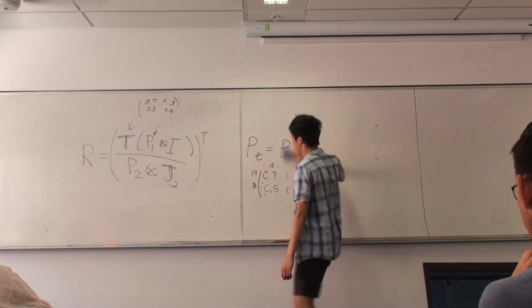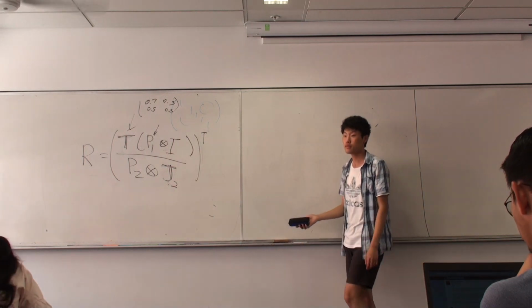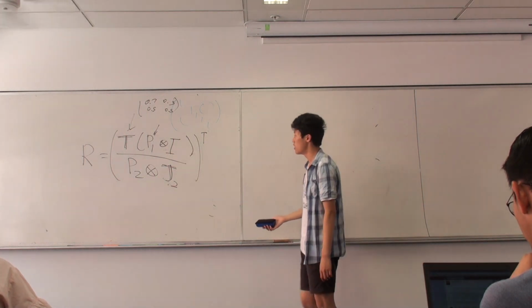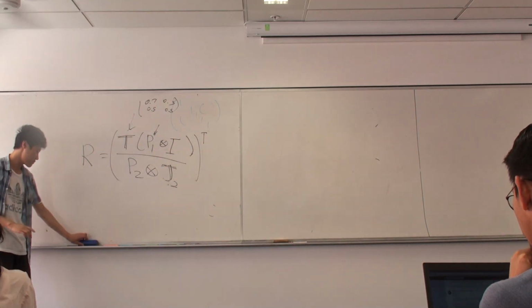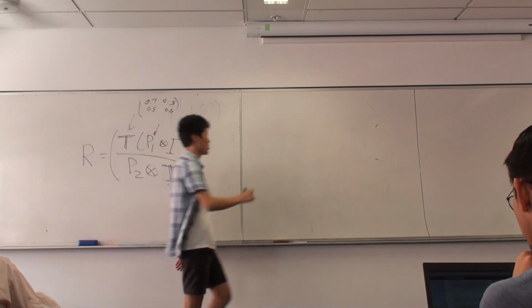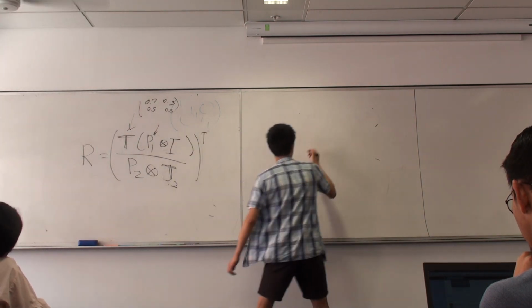Excuse me. If you already know P1, what's the point of computing P1? We know P1, and for P2, timestamp greater than 3. Okay, I'll show you. I'll give you an example.